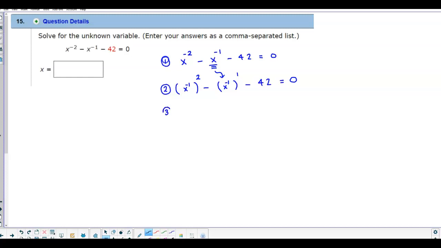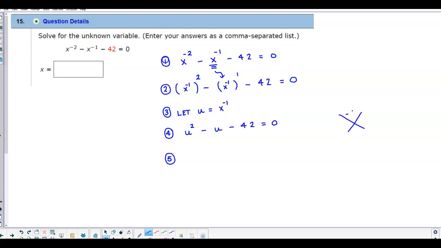So now what we're going to do is use u substitution. We're going to let u equal x to the negative 1 and then create a quadratic equation. So now this becomes u squared minus u to the first power minus 42, which is equal to 0. So now the next step is to factor.